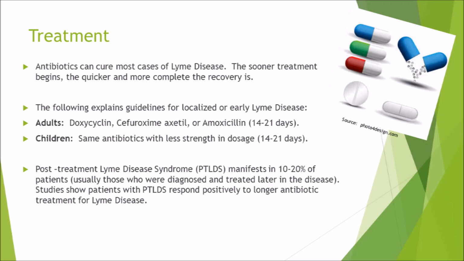Next, we'll talk about which treatments are available for Lyme disease. The treatment used for Lyme disease is antibiotics. For early Lyme disease, the drugs doxycycline, ceftriaxone, and amoxicillin are used for treatment. The same drugs are prescribed for children, but at a lesser dosage. Treatment is 14 to 21 days. Post-treatment Lyme disease syndrome, or PTLDS, needs longer antibiotic treatment.